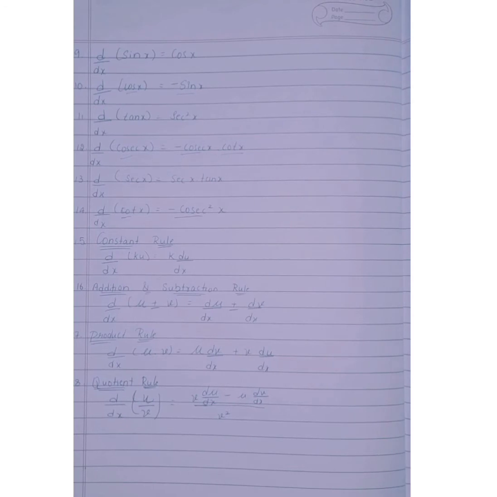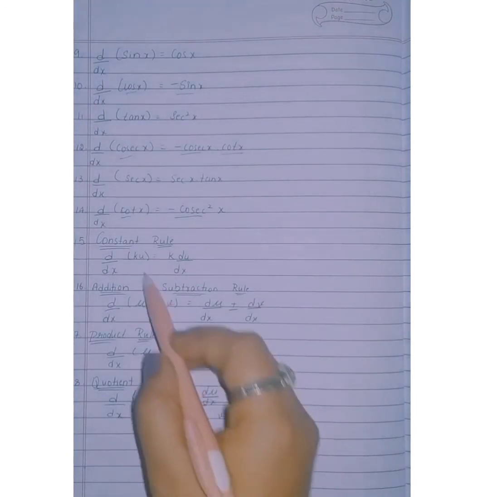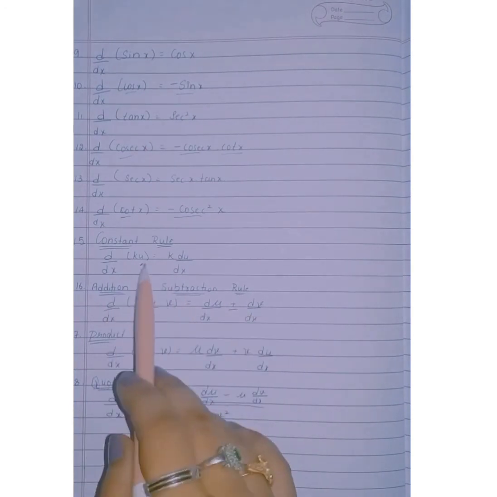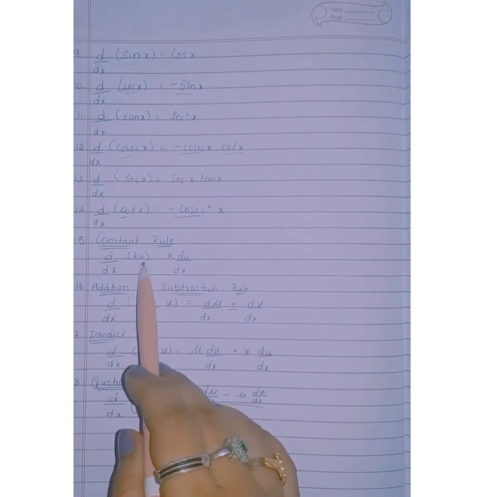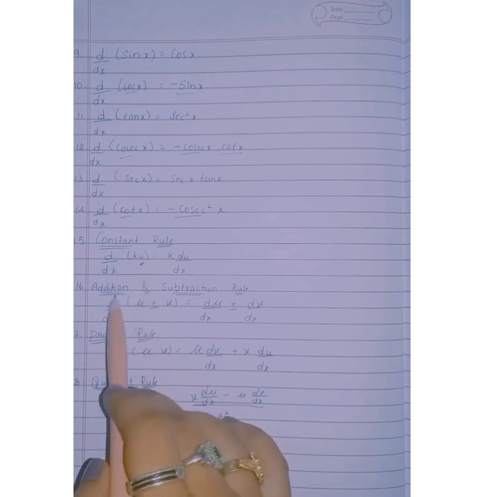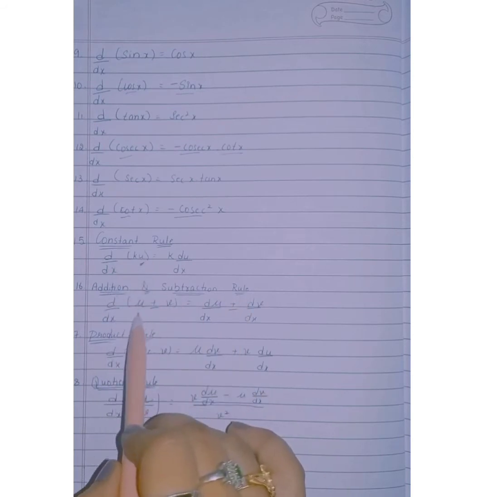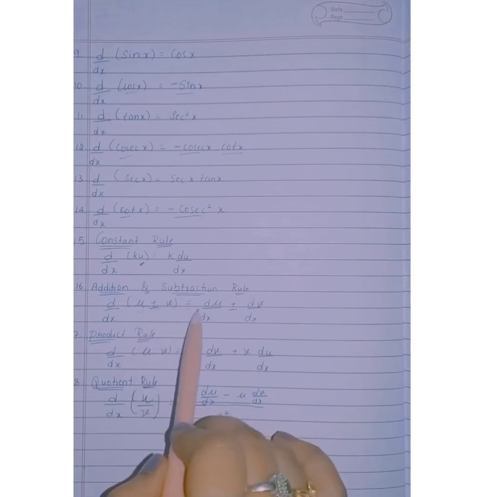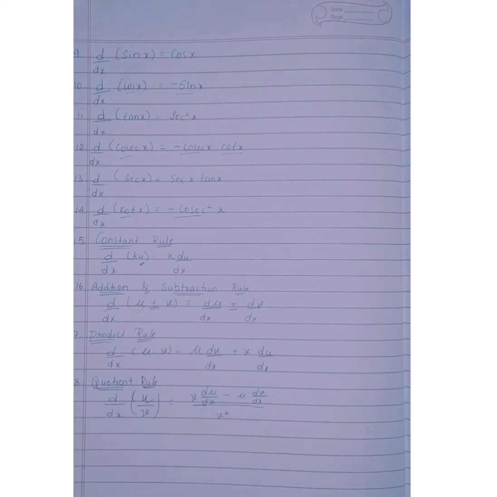Some of the rules we'll see. First is the constant rule. d by dx of a constant into some function u gives the constant into the differentiation of u. This u can be trigonometric, polynomial, or exponential. And next is the addition and subtraction rule. d by dx of u plus or minus v is equal to the differentiation of the first function plus or minus the differentiation of the other function. Whatever the symbol, plus or minus, it will just add or subtract.